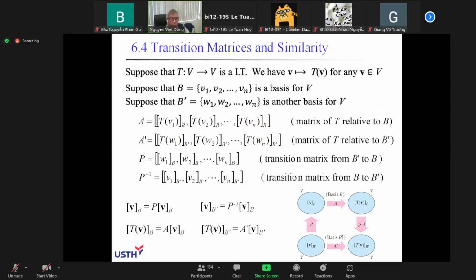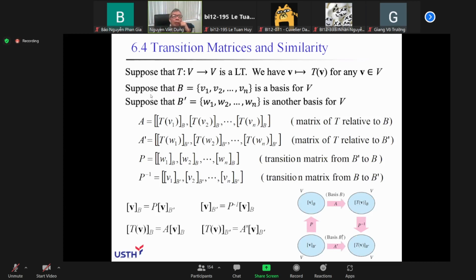And finally, we study the transition matrix and the notion of similarity. Now, suppose that we are given a linear transformation T from V into V. That is the case when domain and codomain are the same. It is given by a formula. V is sent to T of V, like that.